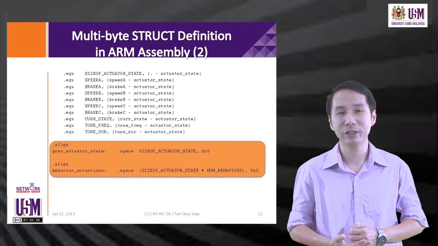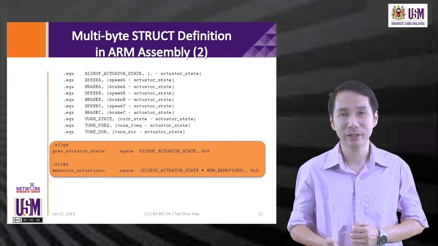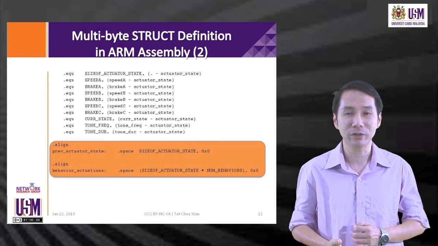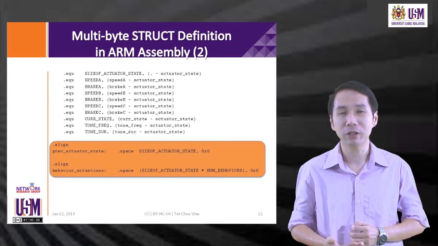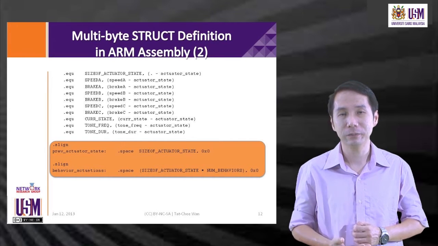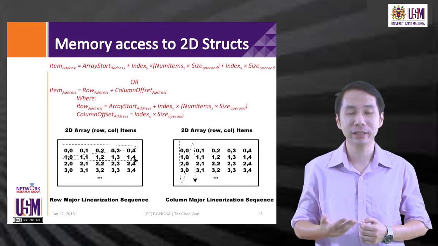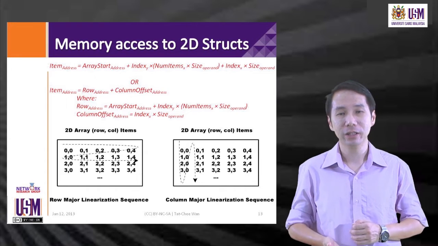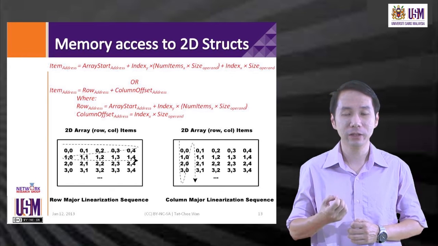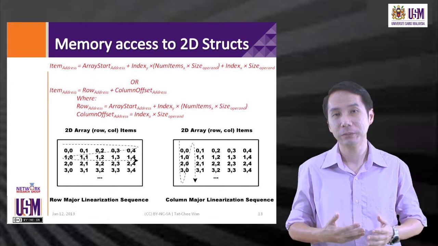First one is the previous actuator state, which is a similar size structure to the actuator state structure, as well as the behavior actuations, which is an array of the outputs of the various behaviors, consisting of an actuator state item each. We can extend this to two-dimensional structures and arrays as well. In such a case, we need to take into consideration the language that we are interfacing with or programming for. There are two ways of representing two-dimensional array items in memory.